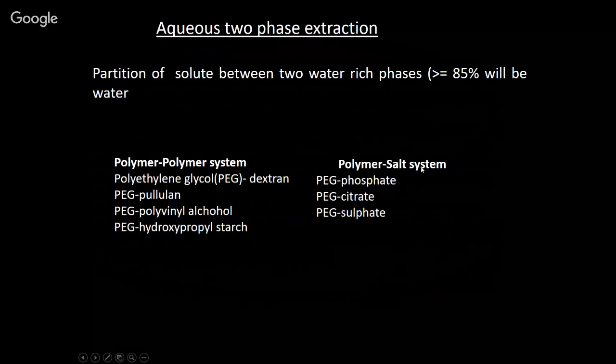If you look at the polymer salt system, we have PEG phosphate, PEG citrate, PEG sulfate. If I keep increasing the salt amount, of course, there is salting out happening, so the desired biomolecule may go into the PEG. So if I maintain the PEG molecular weight to be low, and if I add a lot of salt, then the biomolecule may salt out and go into the PEG rich phase. So there are two approaches by which aqueous two-phase systems work: one is based on a polymer system, the other is based on a polymer salt system.